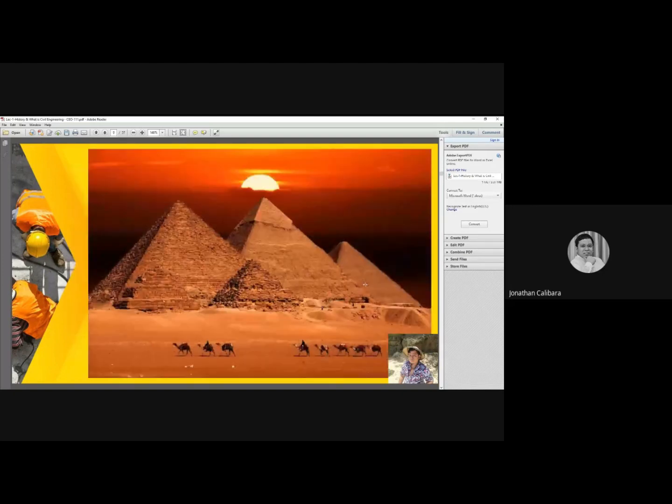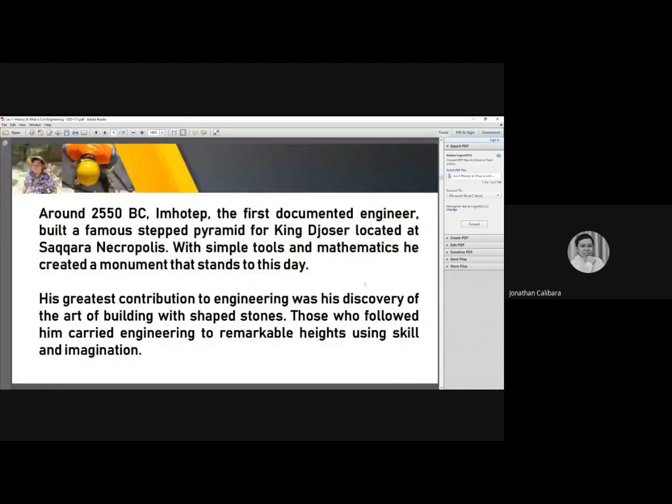Okay, next slide. Around 2550 BC, Imhotep, the first documented engineer, built a famous stepped pyramid for King Djoser located at Saqqara necropolis. With simple tools and mathematics, he created a monument that stands to this day. His greatest contribution to engineering was his discovery of the art of building with shaped stones. Yeah, correct. Those who followed him carried engineering to remarkable heights using skill and imagination.